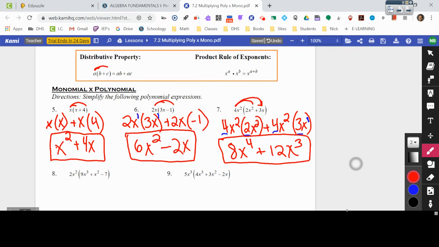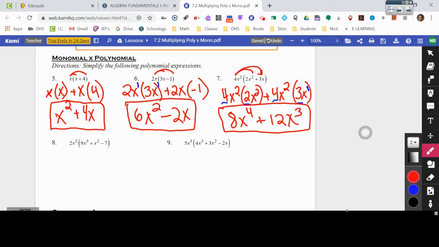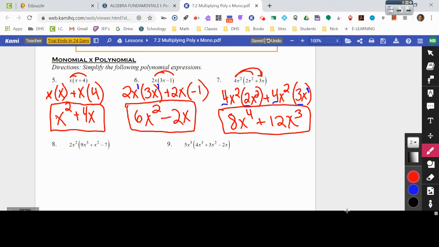All right, let's try a couple more here. All right, ooh, now we're getting a little more crazy here. We got a monomial times a 1, 2, 3 trinomial here. Okay, but guess what? We're going to follow the same process here, right? We're going to use our distributive property first.